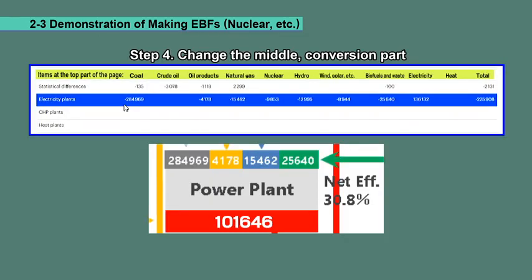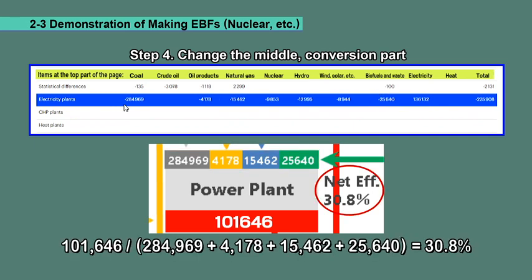Next is energy input to power plant. As in the other cases, look at the thermal power plants row. Coal, 234,969. Oil products, 4,178, and so on. Enter the energy input to thermal power plants by energy source. At this point, also calculate the efficiency, 30.8%.